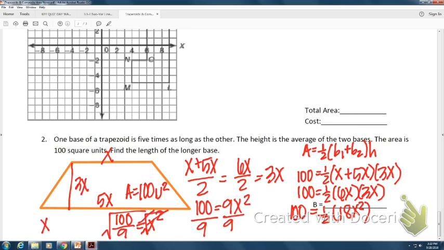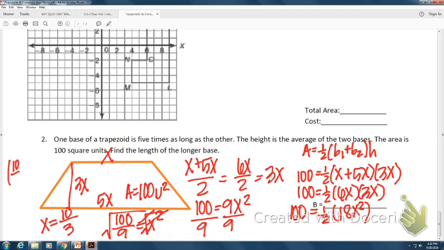What is the square root of 100? 10. What is the square root of 9? 3. So, therefore, the length of the longer base, okay, would be what? If that's x, how would we find the length of the longer base? Multiply by 5.